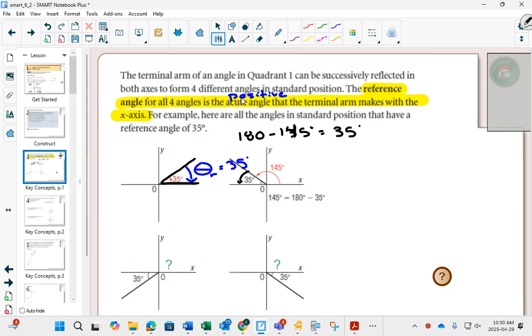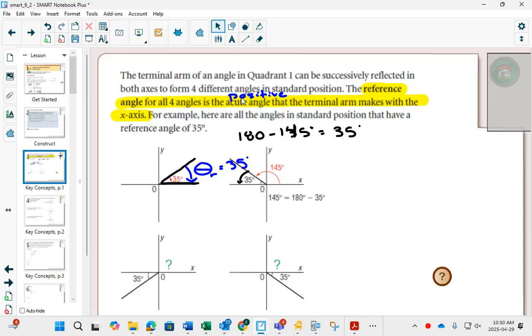And if they told you the reference angle was 35 degrees and it was in quadrant 2, then you could say, well, 180 minus the 35 would leave me with the angle that's left. So don't look at your notes right now. Look just at the screen, because it's already in your notes.